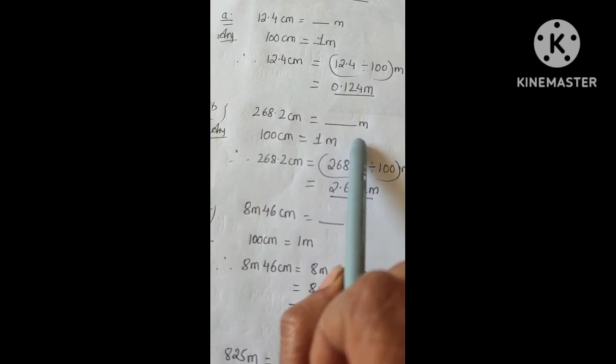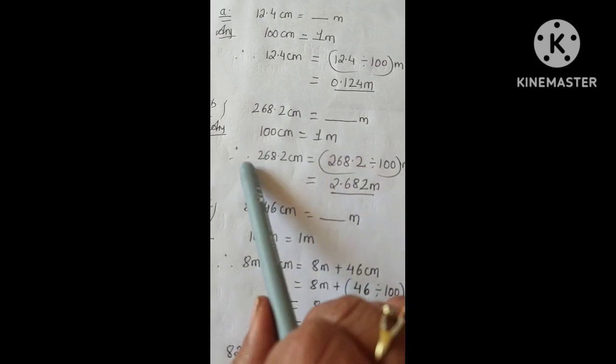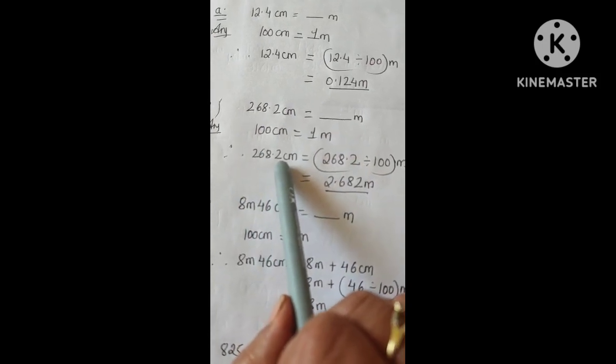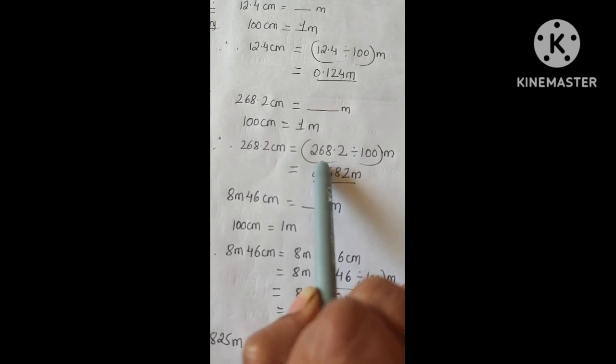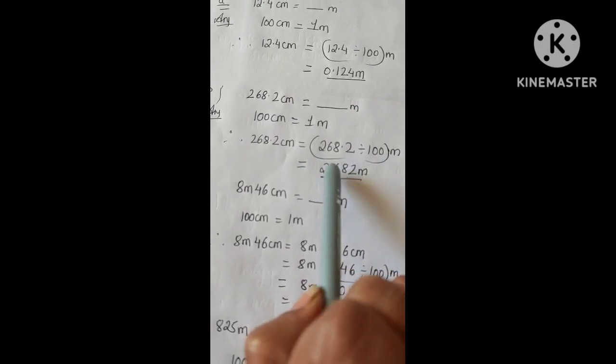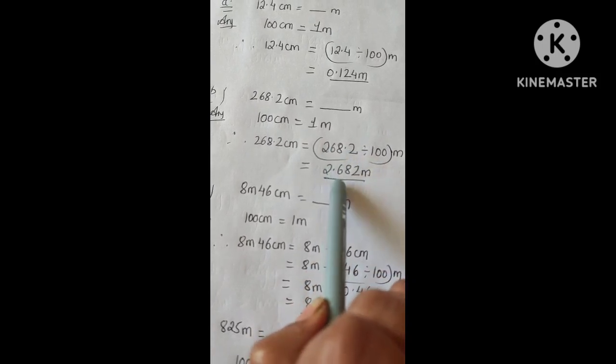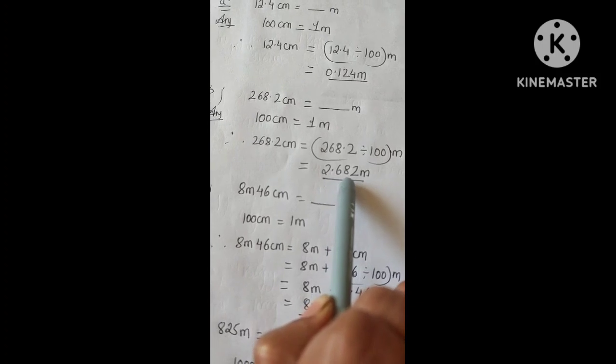Okay, this we would be solving in this way. The same thing, 100 centimeter is equal to 1 meter. Therefore, 268.2 centimeter will be equal to (268.2 divided by 100) meters. So the answer comes out to be, shift the decimal place 2 places to the left side. The answer comes out to be 2.682 meters.